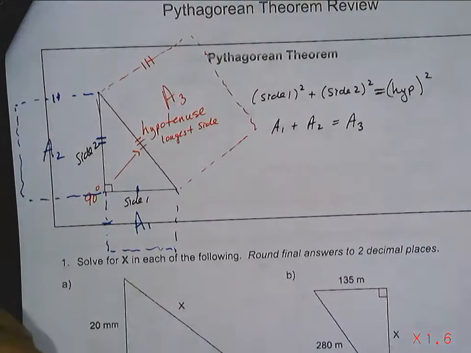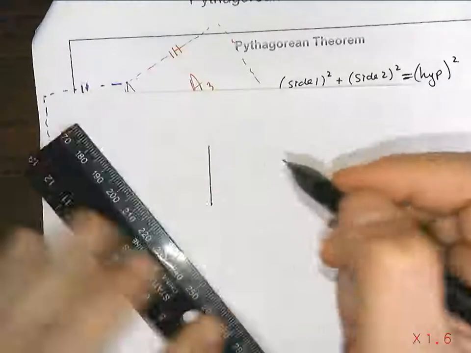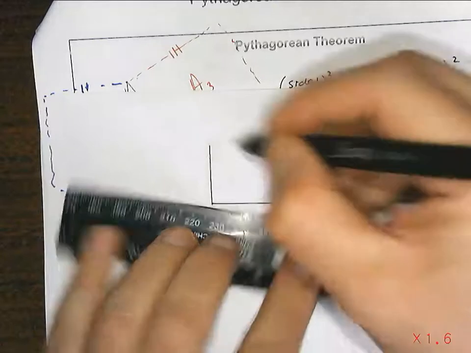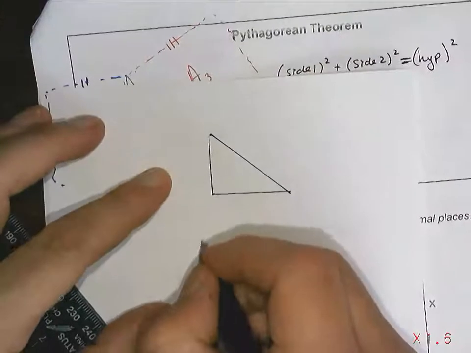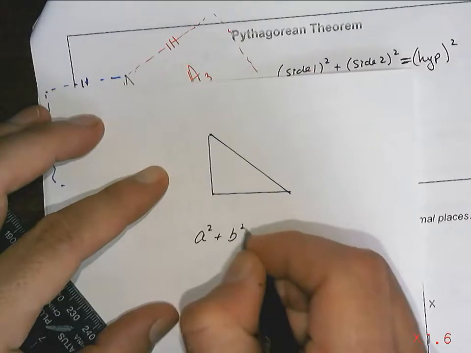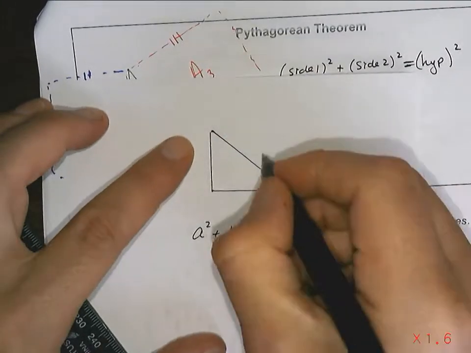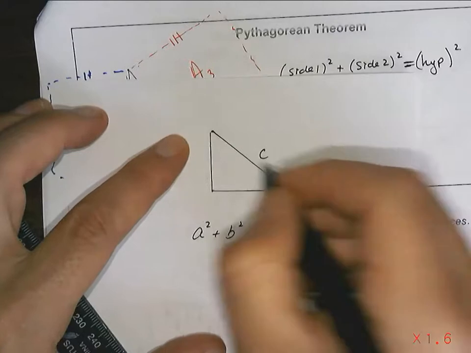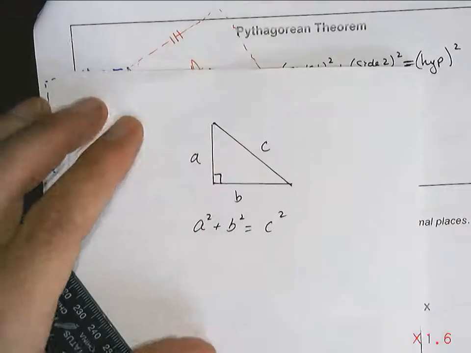Your grade 8 teacher used to always do it this way. The textbooks always did it this way. A personal pet peeve of mine, by the way, is that everybody says that the Pythagorean theorem is a squared plus b squared equals c squared. And that's all well and good as long as c is the hypotenuse. Then you can put a and b anywhere else you want. As long as c is the hypotenuse, that works.